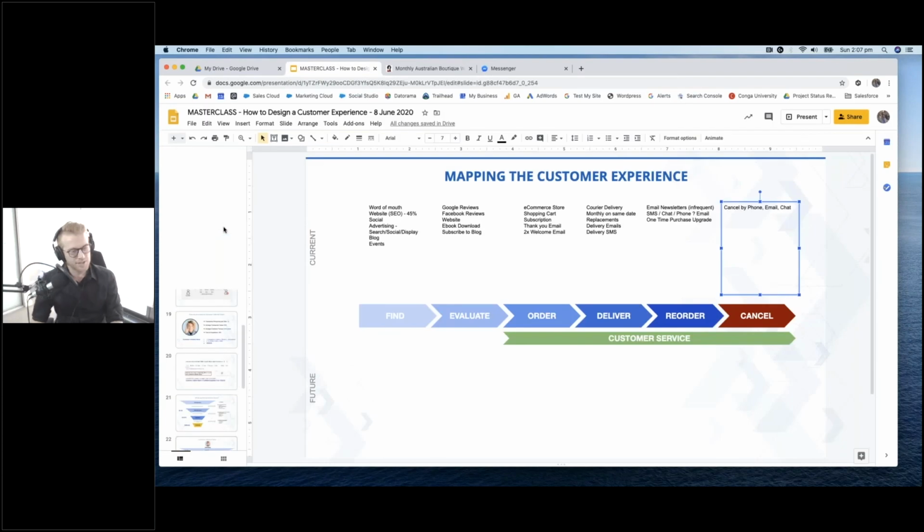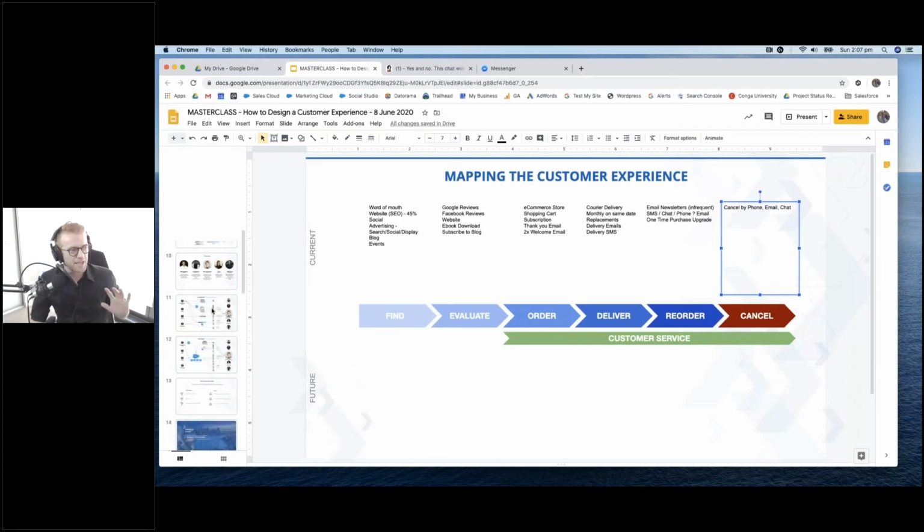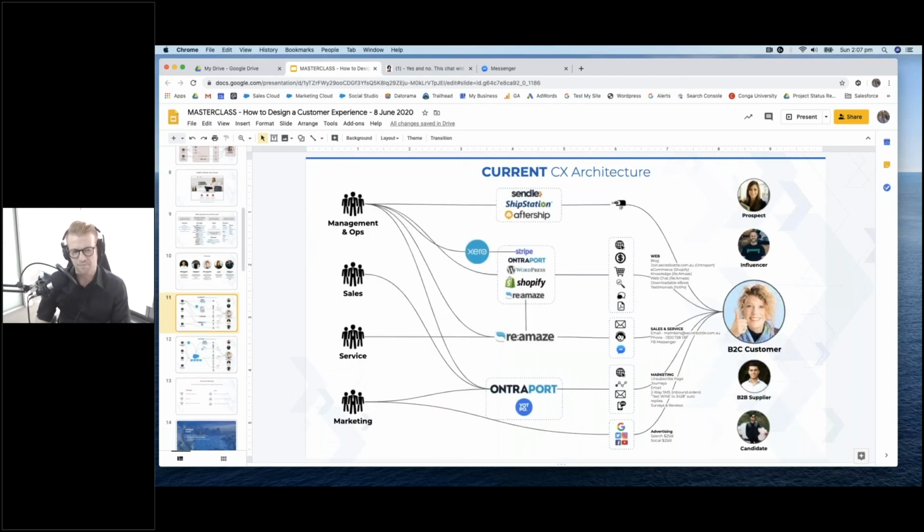Let me just have a look back. The CX architecture is really great because it keeps everyone on the same page. There's no mystery once it's documented in this way. Prior to this, it's very hard. If you were like, hey, Paul, what systems to use? He'd be like, oh, I'll just tell you about all 15 of them.